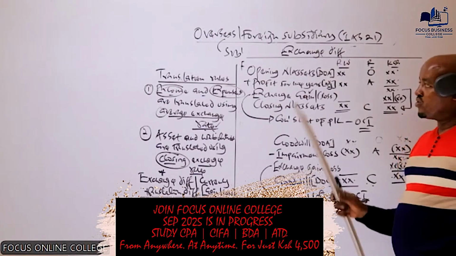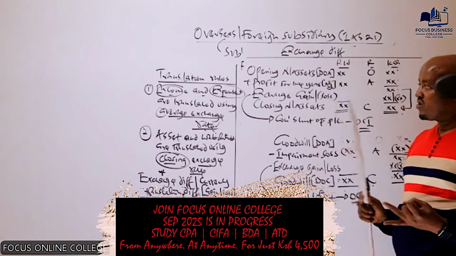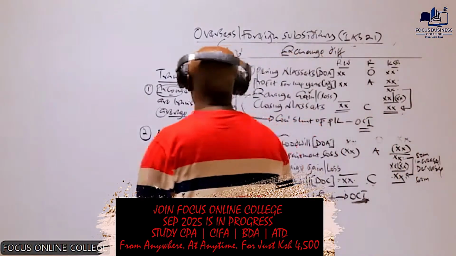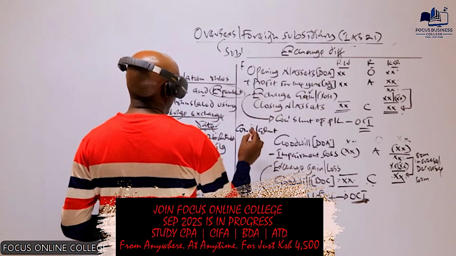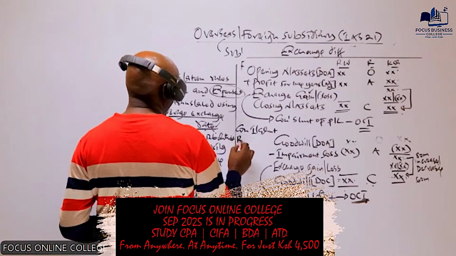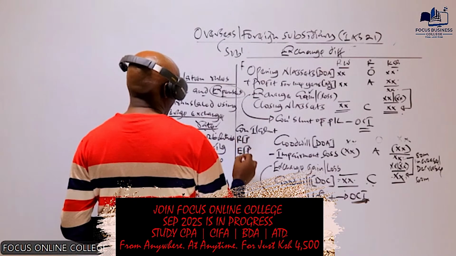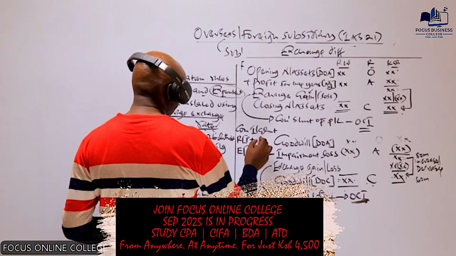Roman 2 and Roman 3, you'll be required to prepare the consolidated income statement and the consolidated statement of financial position. For number 1, the consolidated income statement, when combining the revenue and expenses of the parent and that of the subsidiary, you'll take that of the parent, which is already in presentation currency, but you have to translate that of the subsidiary.